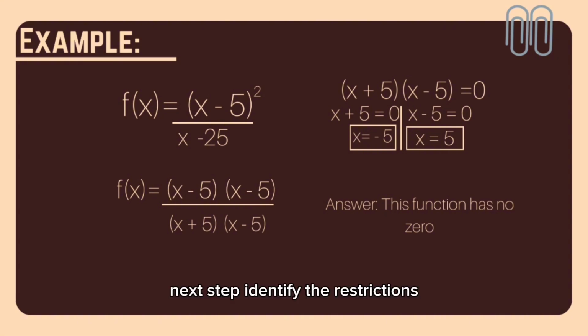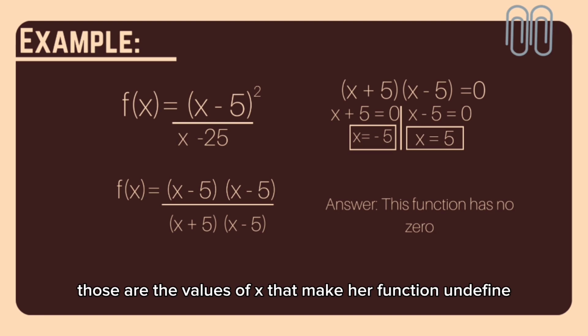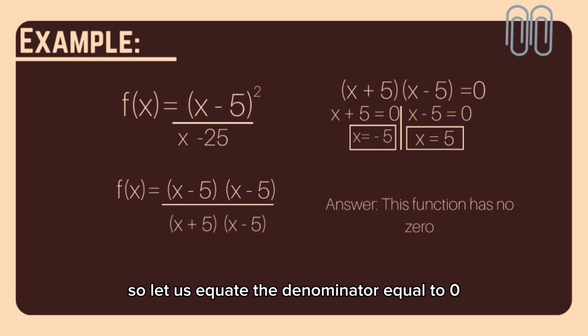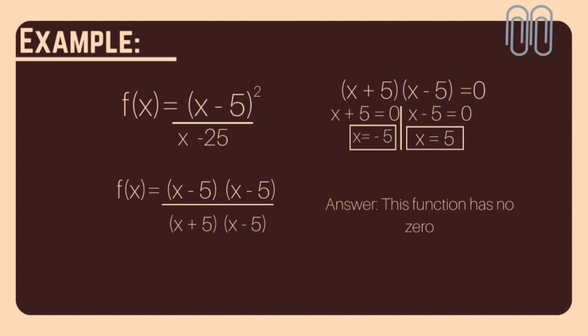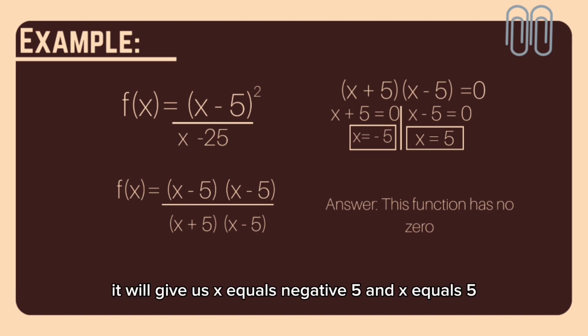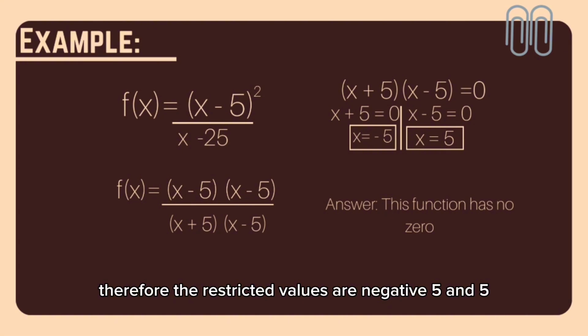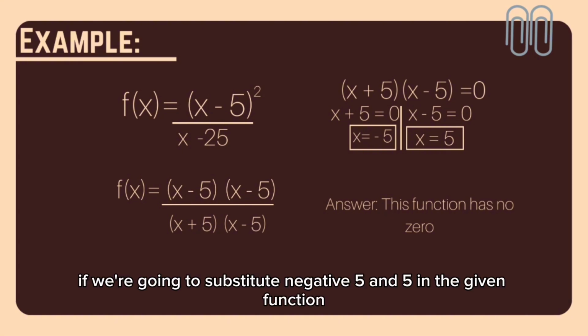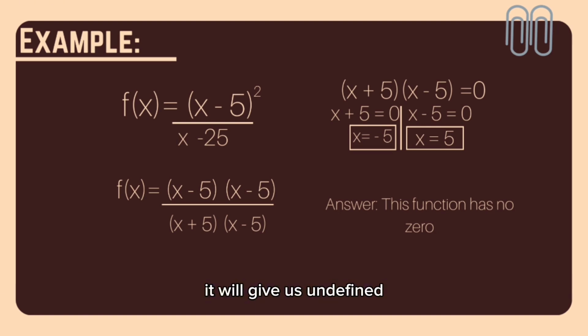Next step, identify the restrictions. The restrictions are the values of x that make our function undefined. So let us equate the denominator to 0. Let us have (x plus 5)(x minus 5) equals 0. Let us move positive 5 and negative 5 to the other side of the equation. It will give us x equals negative 5 and x equals 5. Therefore, the restricted values are negative 5 and 5. If we substitute negative 5 and 5 in the given function, it will give us undefined.